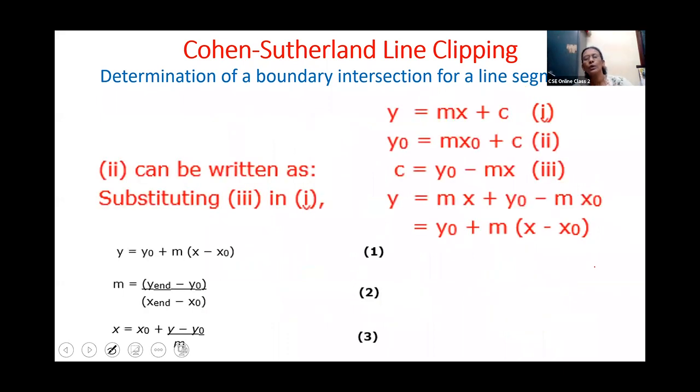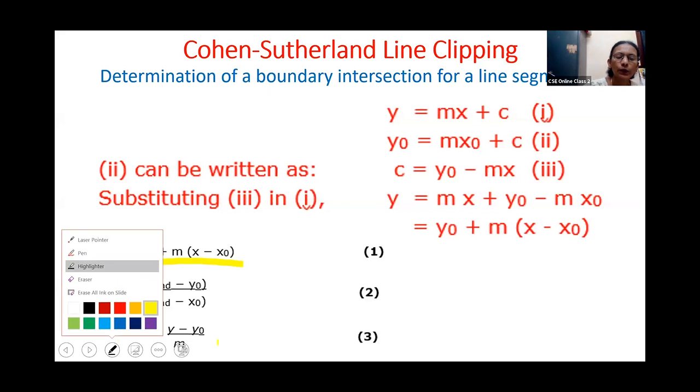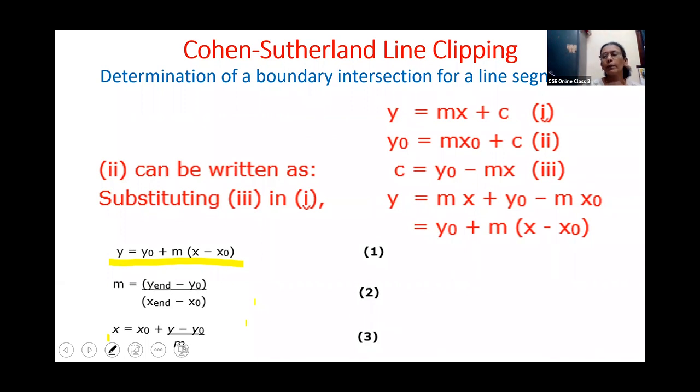So these will be the equations. Just note down these two equations. y equal to y naught plus m into x minus x naught, and x is equal to x naught plus y minus y naught by m. These are the equations that we will use for the calculation of the intersection points.